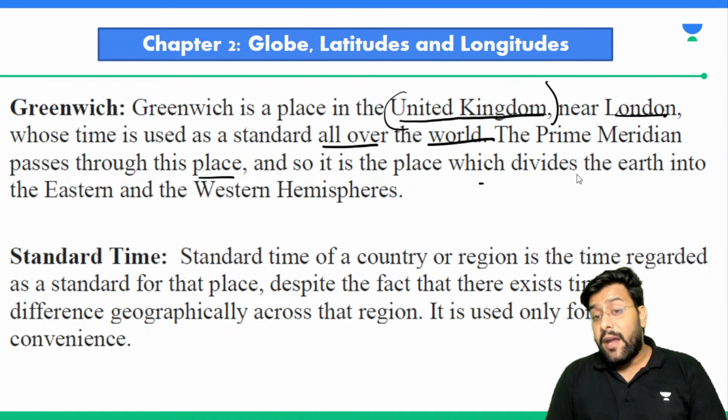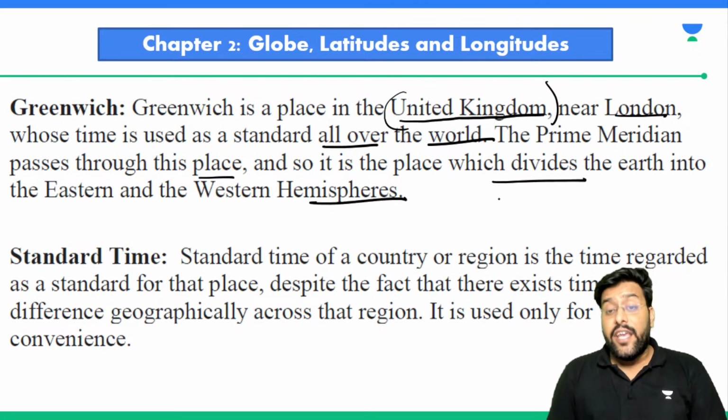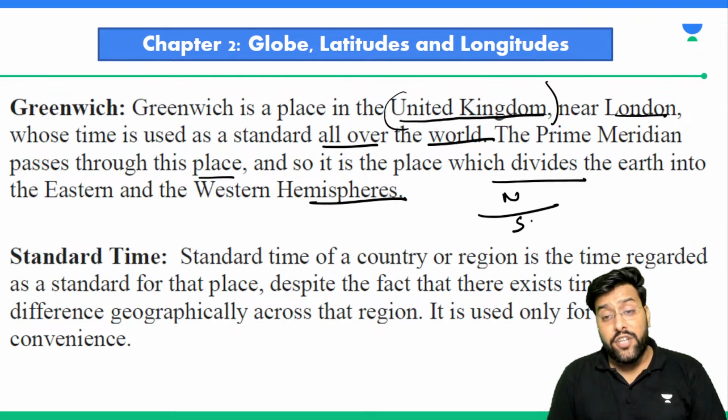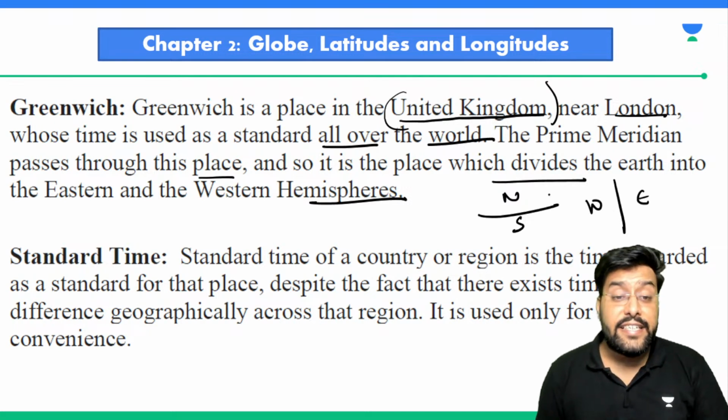So this line, this prime meridian, divides the earth into two hemispheres again. The equator was dividing the earth into northern and southern hemispheres. This Greenwich or prime meridian is dividing the world into western and eastern hemispheres.